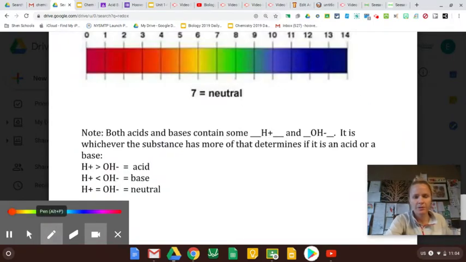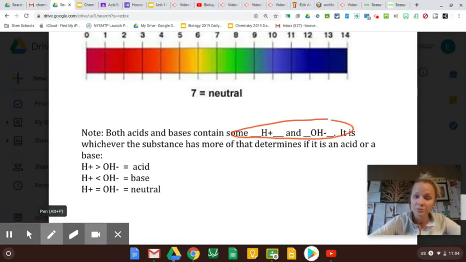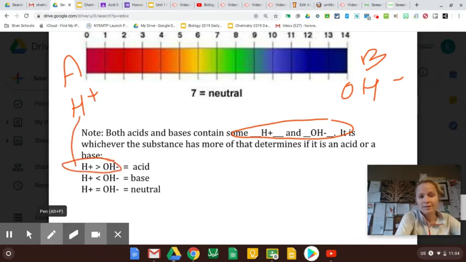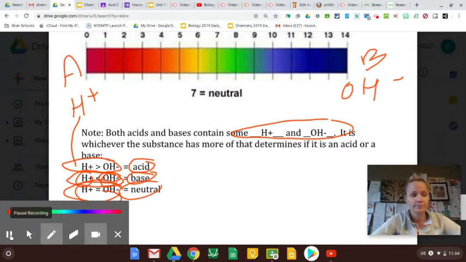Okay, here's a better part where I explain it better. Both acids and bases contain some H plus and some OH negative. Just remember that it's the bases that contain the OH negative and the acids that contain the H plus. So if something has more of the acid one than the base one, it's acidic. If something has more of the base one than the acid one, then it's a base. If they're even, if there's the same amount, that's when you're neutral.